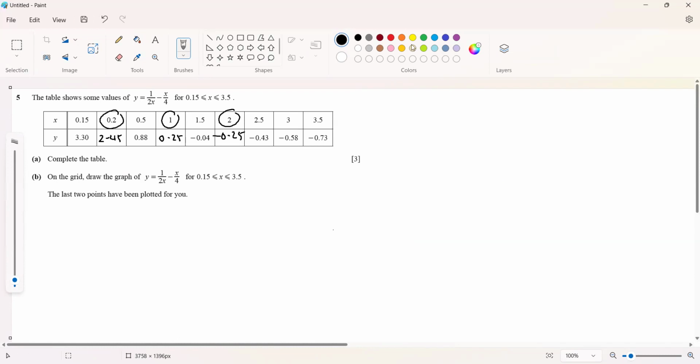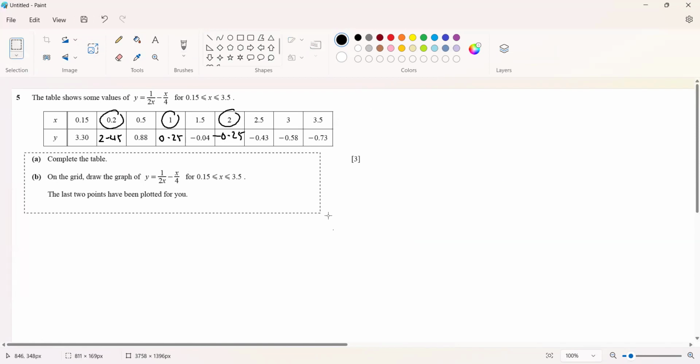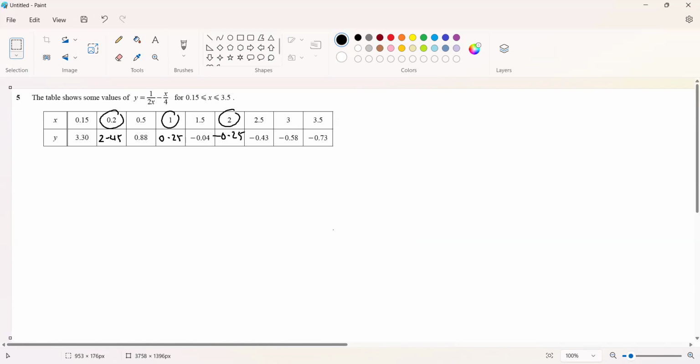They asked us to draw a graph for a certain domain from 0.15 to 3.5, but you don't have to worry about that because they already gave you the values for it. So we can just work with the values that we are given. I'm going to try to plot it out because the graph paper is a bit small on my end.